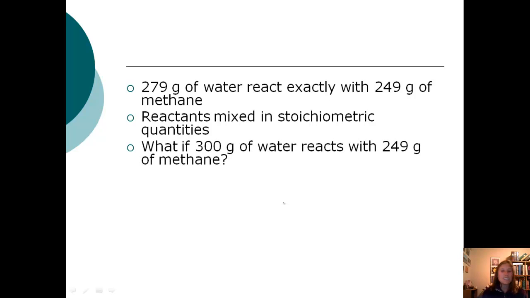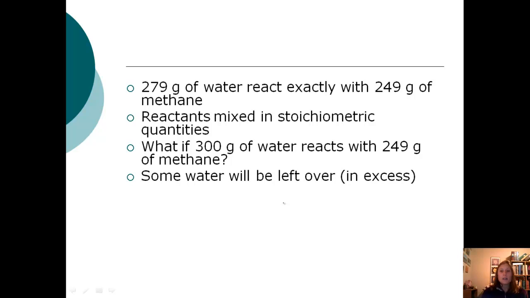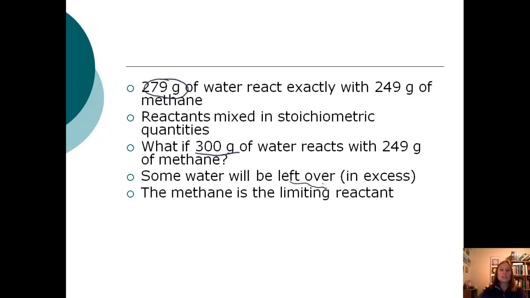Okay, so the reactants are mixed in stoichiometric quantities. But like we said, this isn't really practical. I mean, that's just never going to happen. So what if 300 grams of water reacted with 249 grams of methane? Well, now we need to know what's going to happen there. Since only 279 grams were required, if we react 300 grams, we're going to have some left over, or in excess. And so that means that our methane is the limiting reactant.